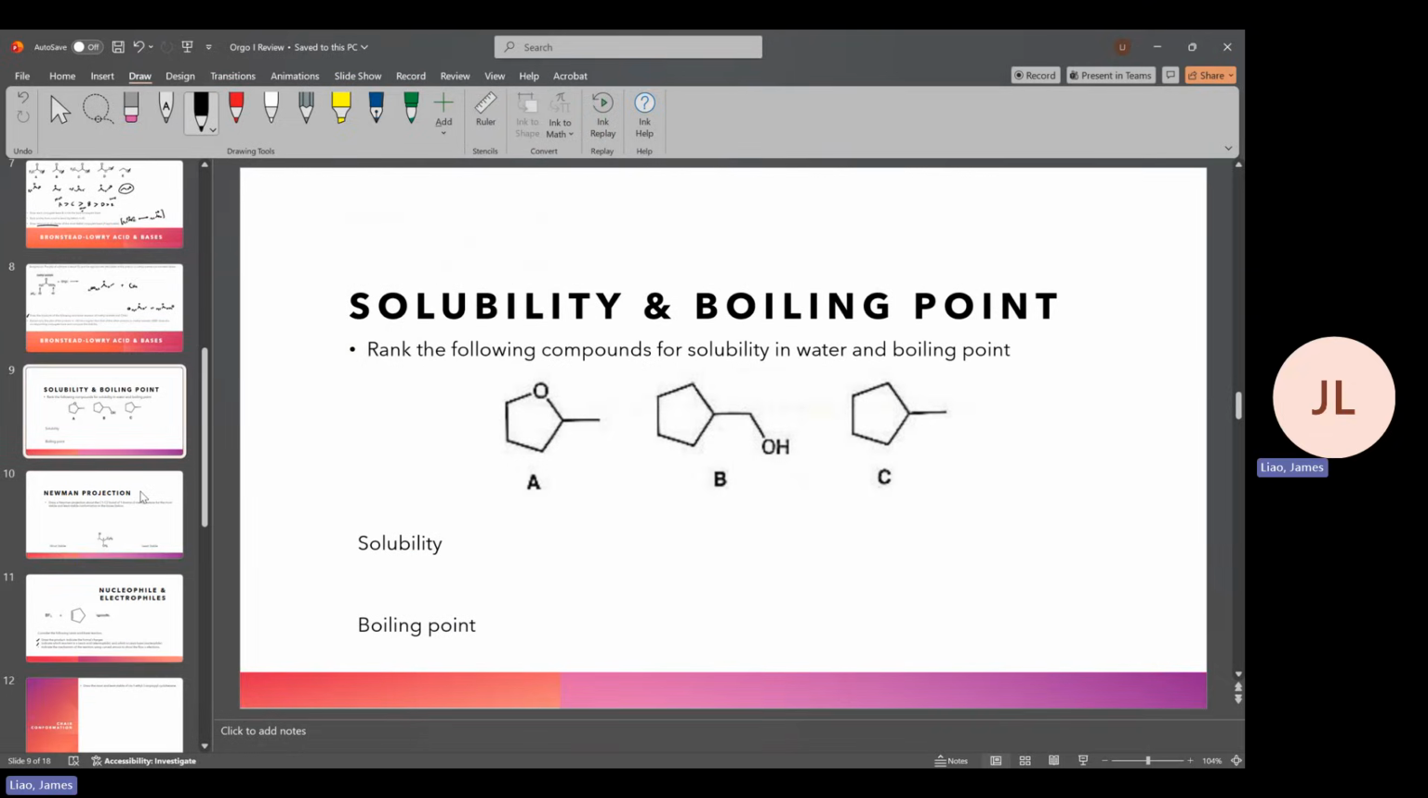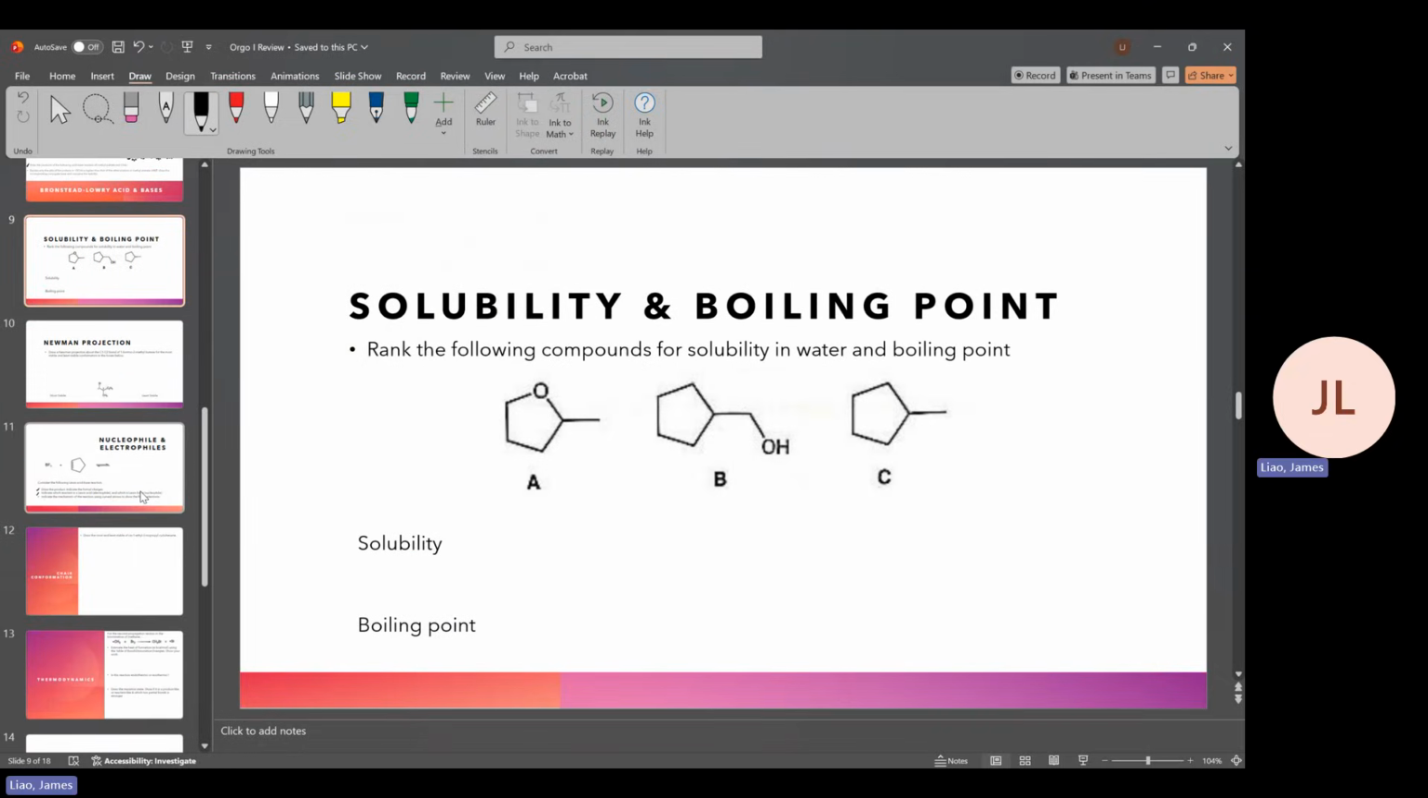Next question is talking about solubility and boiling point. So we have to rank the following compounds by how soluble they are in water, and we need to figure out the boiling point of each of these. We're going to rank them, okay? So let's start with solubility. Which one could be dissolved or could not be dissolved in water easily?